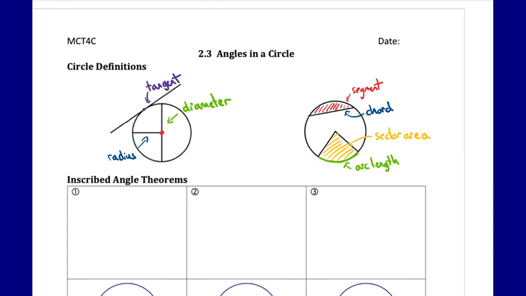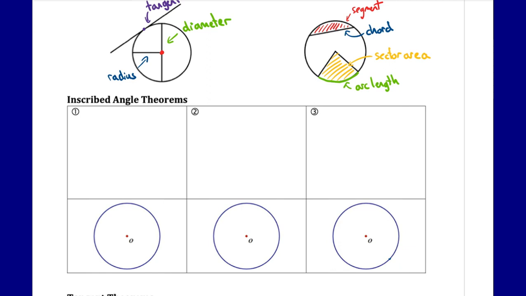Sector area and arc length we'll look at in the second part of this lesson in a separate video, but we're going to be looking more at just the angles themselves in this portion. So we're going to be looking more at the terms tangent, diameter, radius, and so on when we talk about these different rules. First, there are three inscribed angle theorems that we're going to be looking at. One is a right triangle theorem. The second one is called the bow tie. And the third one is called the Star Trek.